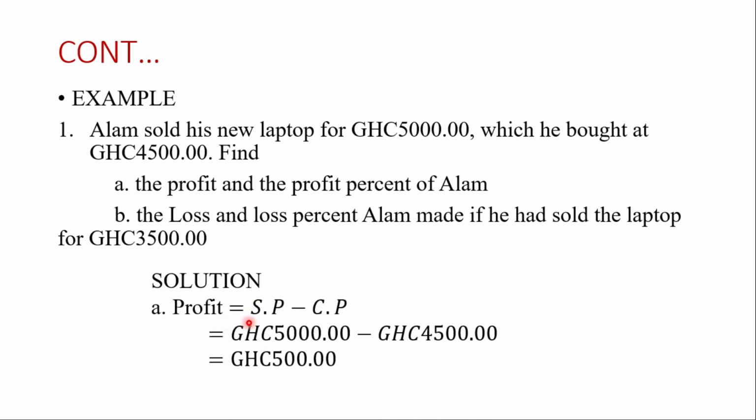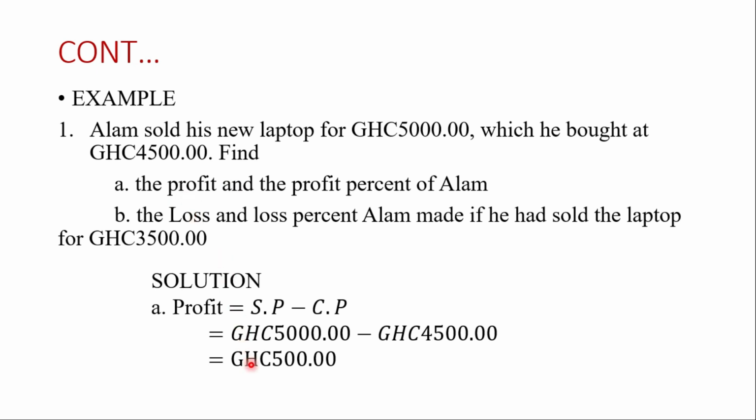So let's look at the A. We know that profit is equal to selling price minus cost price. In the question, he said that he sold his new laptop for 5,000 Ghana cedis, but he bought the laptop for 4,500 Ghana cedis. So it means that the selling price is 5,000 and the cost of the laptop was 4,500 Ghana cedis. To get the profit, we take the cost price out of the selling price. So selling price minus cost price gives you the profit. Now we have gotten the first part of the question, that's the profit.